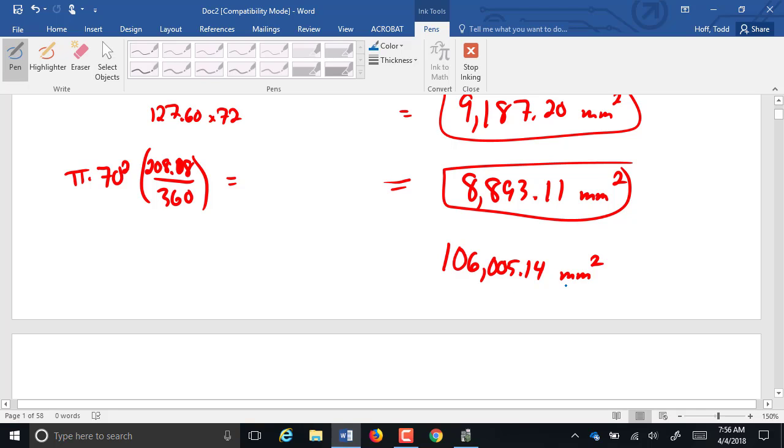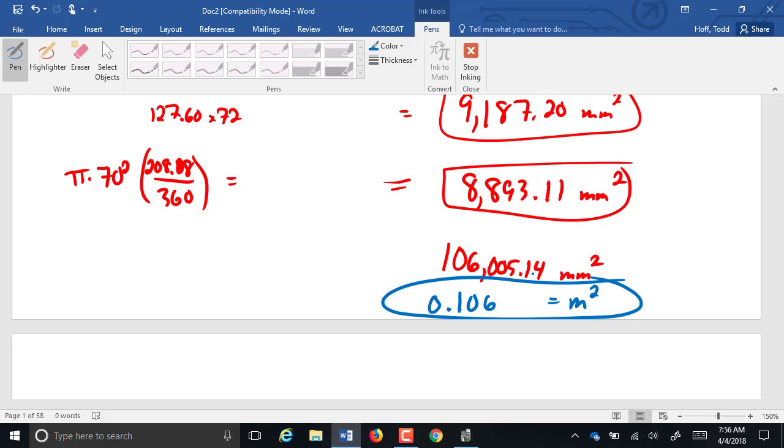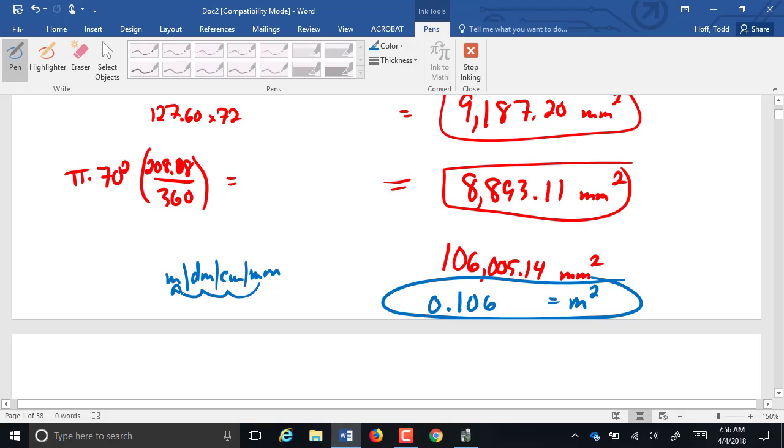Now, how many meters squared would that be? 0.106, because it's squared. Every spot on the chart is going to be 2 decimal places. So you got meters, decimeters, centimeters, millimeters. It's 3 spots on the chart, so it's 6 decimal places. So it's less than 1/10 of a meter squared.